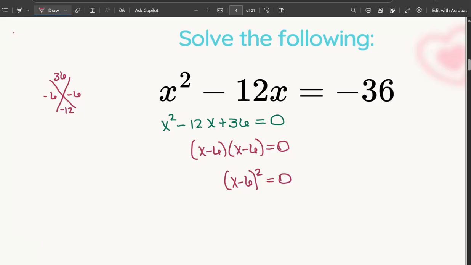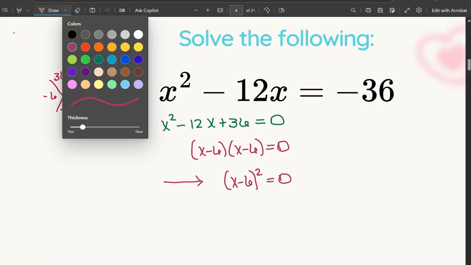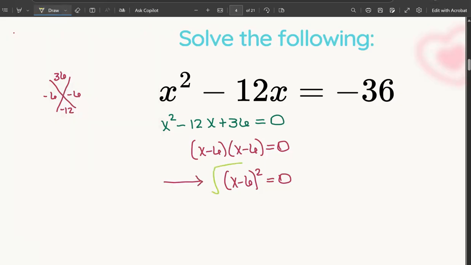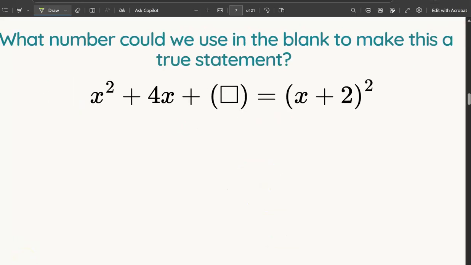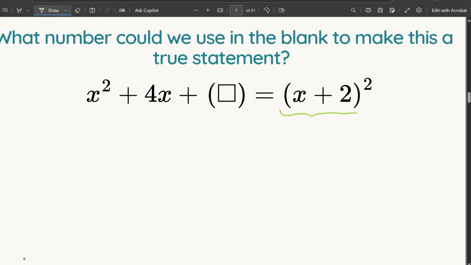And that's what we're going to be doing. We're going to be writing things in this format so that we can solve it from here. So if I take the square root of each side, I get x minus 6 is equal to 0, and I get that x is then equal to positive 6. And so like the last two problems that we just did, I told you we're going to be using that format and trying to get it in this form.